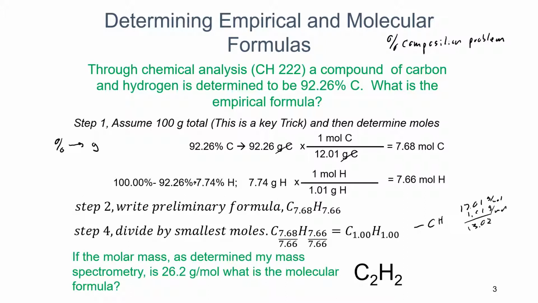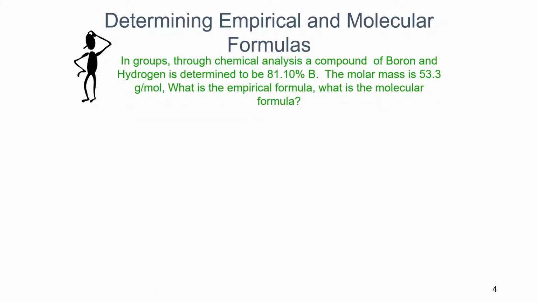So that's how we can do a standard percent composition, where the trick really is to assume 100 grams, then find the moles of each of the individual components. In this case, we found moles of carbon, then moles of hydrogen, finding the difference between 100 and the carbon percentage. Then we write a preliminary formula and divide by the smallest amount of moles. Good. Let's do another one.